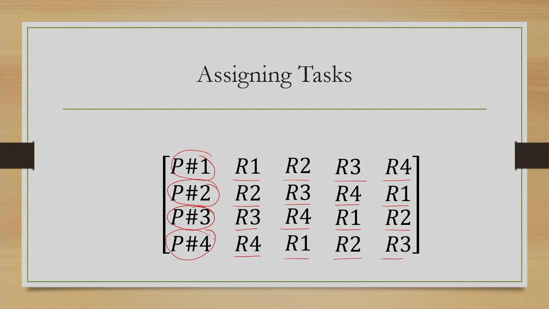So, does it satisfy the condition that each row and column contains each task only once? Let us consider this row. Here each task appears only once, so it satisfies the condition. And what about this column? Here also each task appears only once. Similarly, this column also, each task appears only once. In the third column it holds, in the fourth column it holds. Similarly, the second row holds, the third row holds, and the fourth row also holds. So, this is an example of a perfect Latin square.